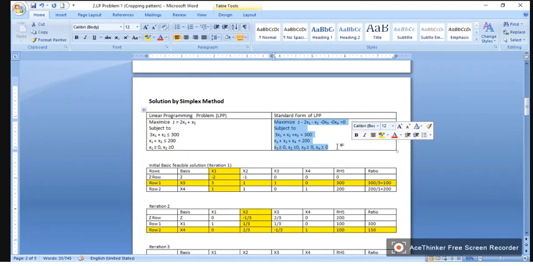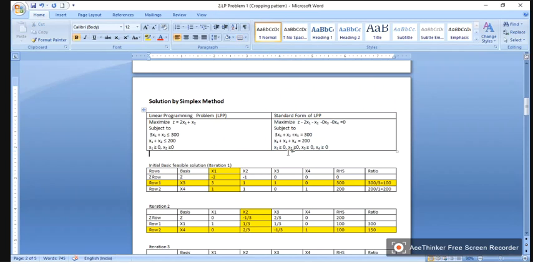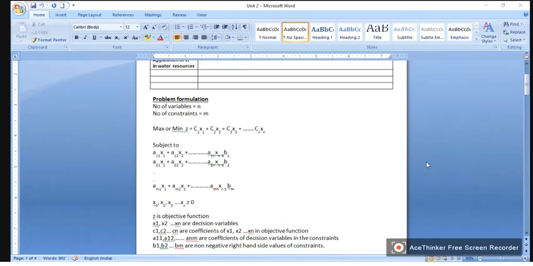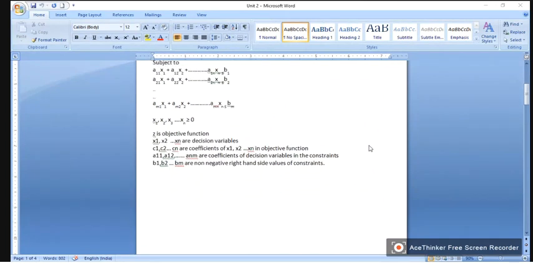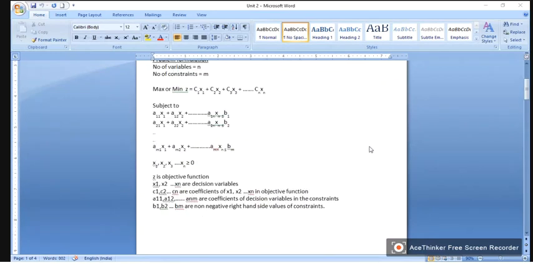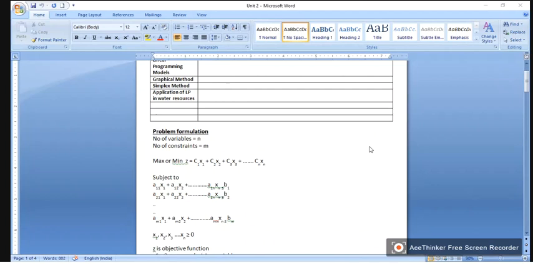Okay. So after writing the standard form of LPP, Harika, I am getting disturbance. Yes, sir. Yes, sir. Okay, okay. Yes, sir. So we have to write the formulation in standard form like this. Okay.